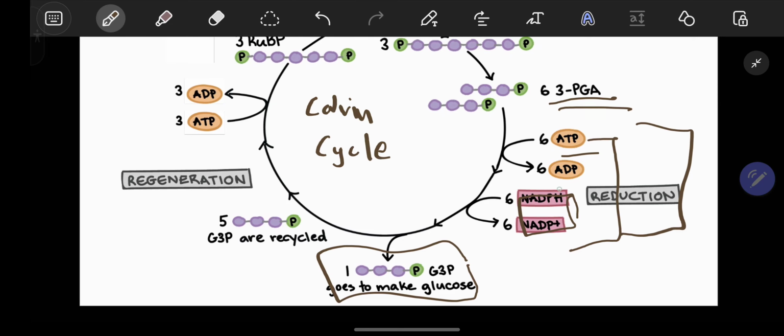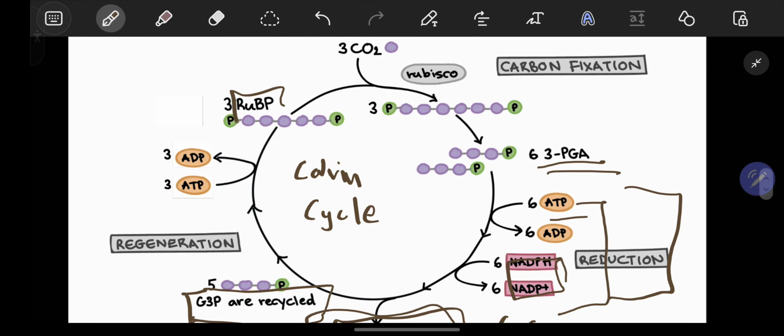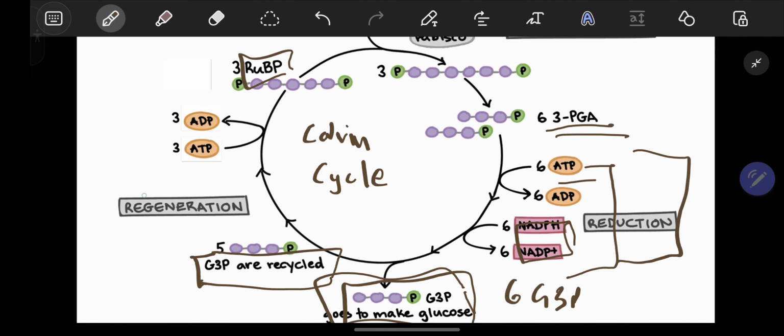So after reduction, there's 6 G3P molecules, but only one of them goes to make glucose. 5 of the G3P molecules are recycled so that we can remake RuBP so that the Calvin cycle can occur again and keep going. This process is called regeneration and also requires ATP.